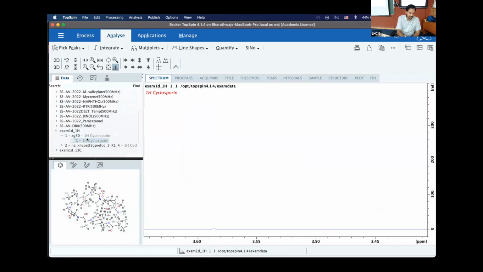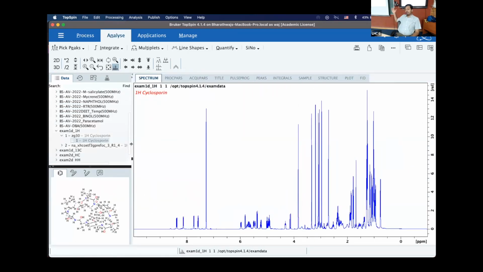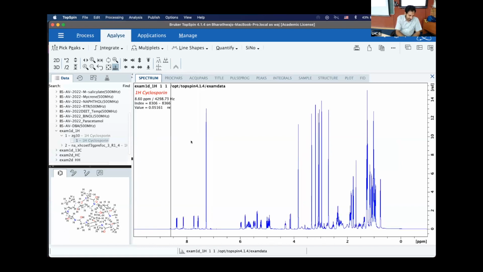So this is a molecule which you are able to see in the bottom left called cyclosporin. This is a classic example where you have so many protons present. You see how quickly the NMR gets complicated, right? This is still a small molecule where the NMR is quite sharp. You still do get resonances that are well resolved.